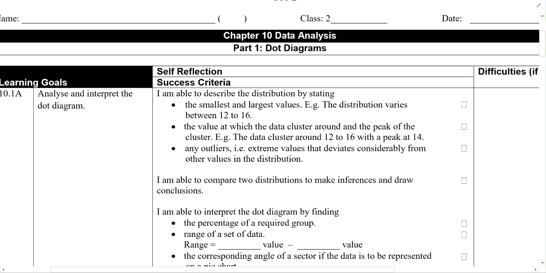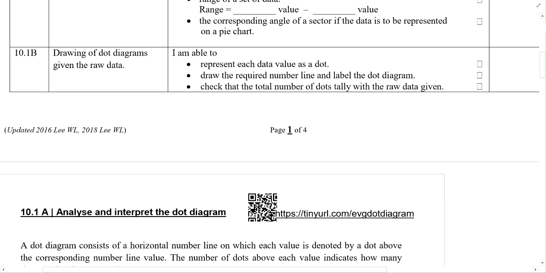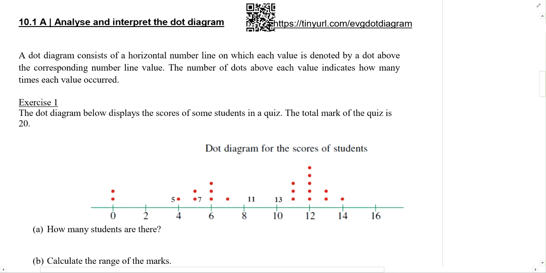So if you have a foolscap paper, now is a good time to take it out and to start copying notes that you think are important to you.